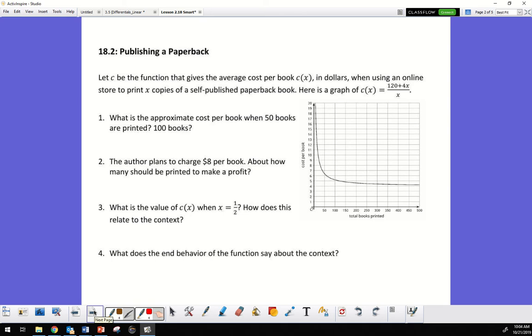This right here says, let C be a function that gives the average cost per book. Okay, these are C over here. I don't know if you guys can see that. Average cost per book, in dollars, when using an online store to print X copies of the book. Here's my X copies of the book there, of a self-published paperback. And so here's a graph of this. Now, as I get closer and closer, we're just going to look at the graph itself. So I'm going to highlight this in blue so we can see this a little bit better.